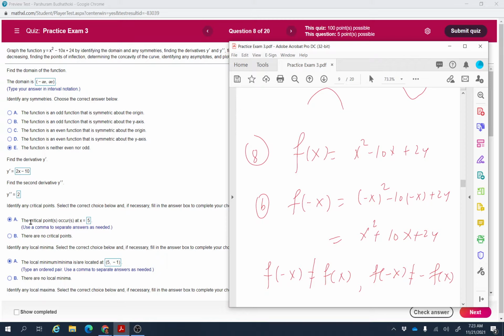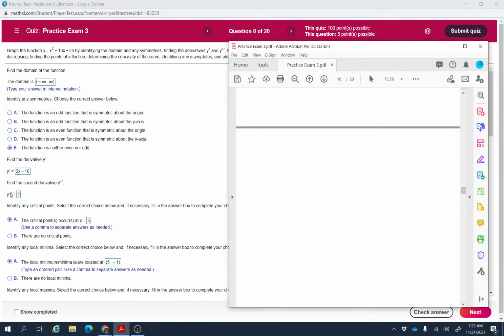We know the critical point is where the derivative is 0, and then just equate this to 0 and solve for x. That will give you 5. And then from there, since the second derivative is positive, at those critical points the value of the function itself is minimum. So the local minimum is at 5, which is the critical point, and the value itself comes from the value of the function when x is equal to 5. Just put x equal to 5 here, and that will give you negative 1.